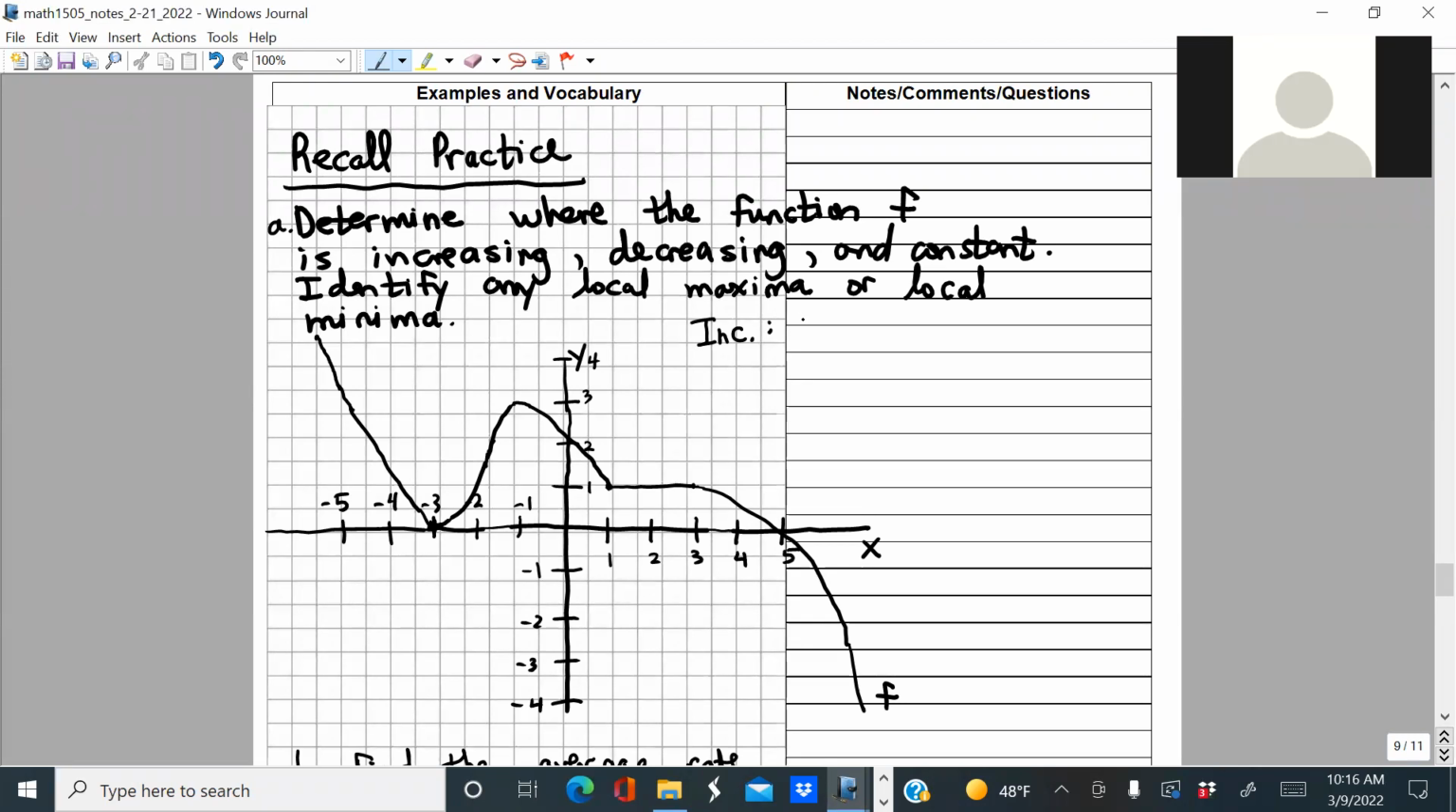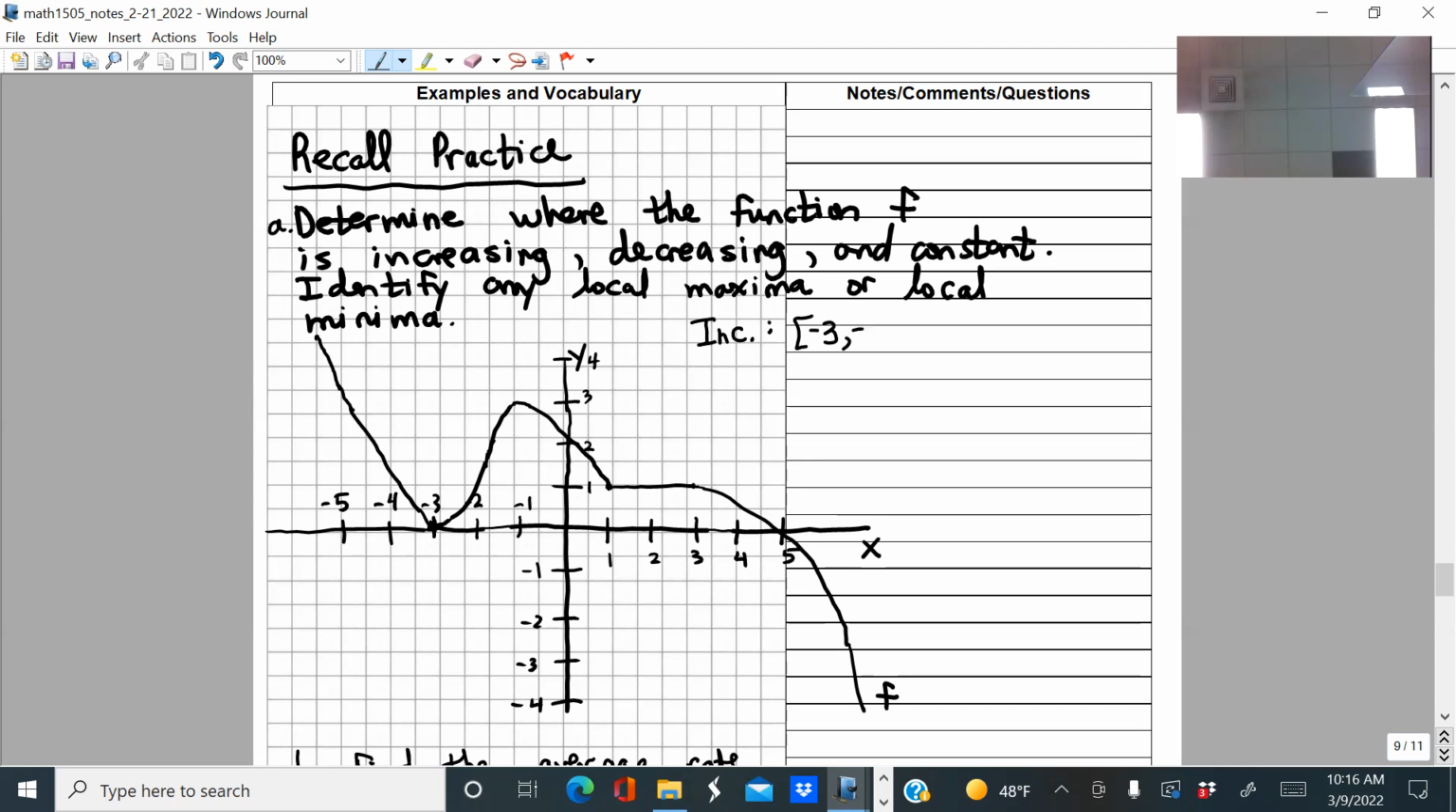Right, perfect. -3 to -1, right? Yeah, perfect. Because as we go from left to right, you can see it, right? There, the curve is going up. In other words, as the x values increase, the y values are also increasing as well.